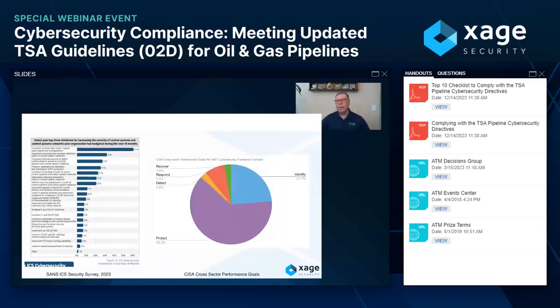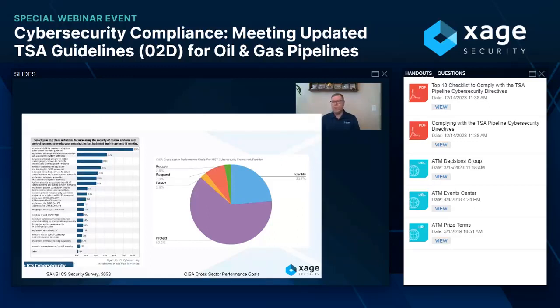This is an interesting slide. It's kind of an eye chart. I'll tell you what's going on. So on my right side of the slide, it's talking about the goals per NIST cybersecurity framework function that CISA is recommending, and the goals that were set. Everybody's saying protect. 63.2% are saying protection, protection, protection.